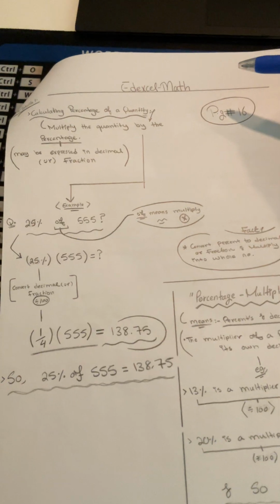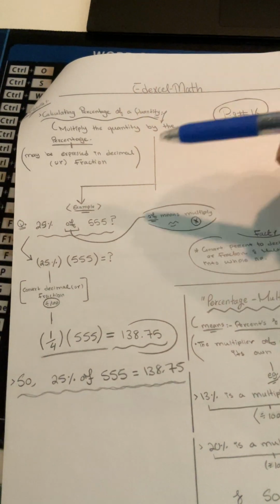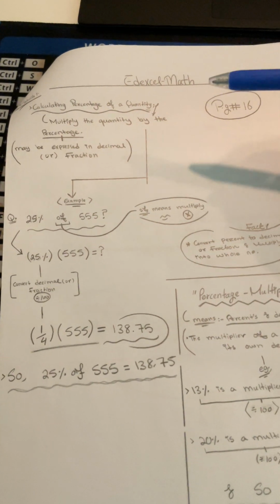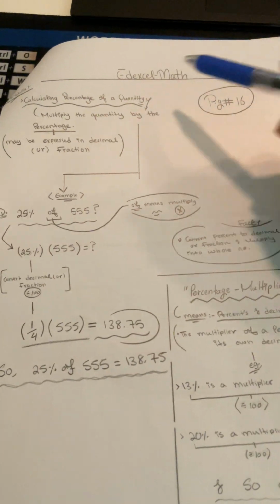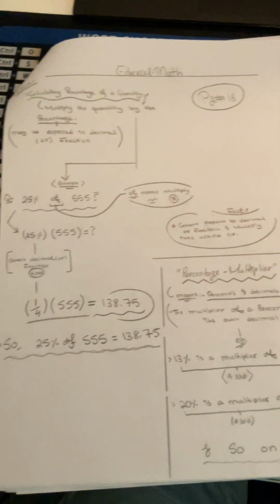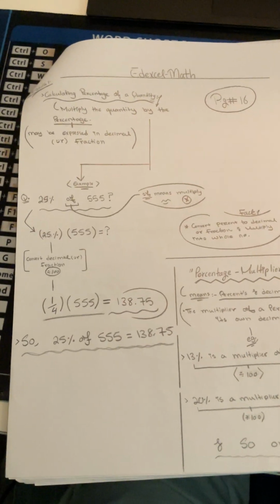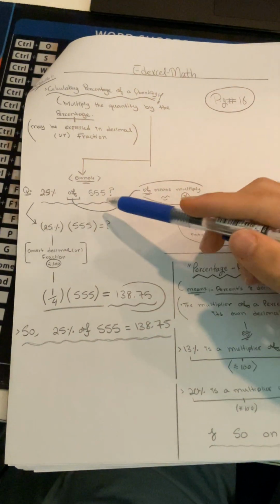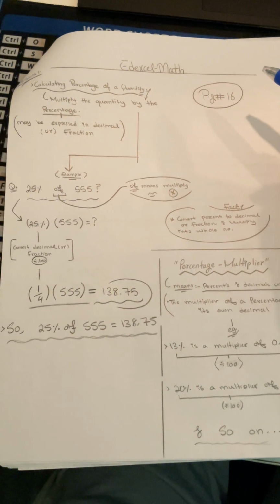Calculating percentage of a quantity. Like I said in a previous video as well, "of" means multiplication. So 25% of 555: first convert 25% into a fraction and multiply it by 555. Okay?